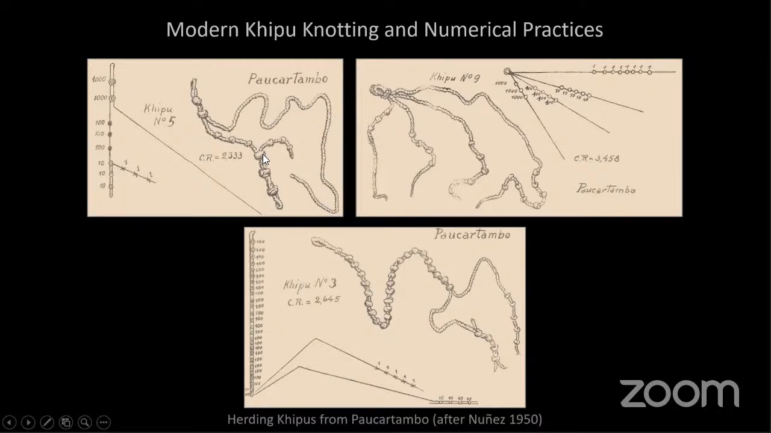In this particular cord, these would be the ones, tens, hundreds. And in this Khipu, you have your ones, your tens, your hundreds, and your thousands. And they're based on the thickness of the cord, not on its hierarchical position. And so in this case, again, you have ones, tens, and then you go up to hundreds.